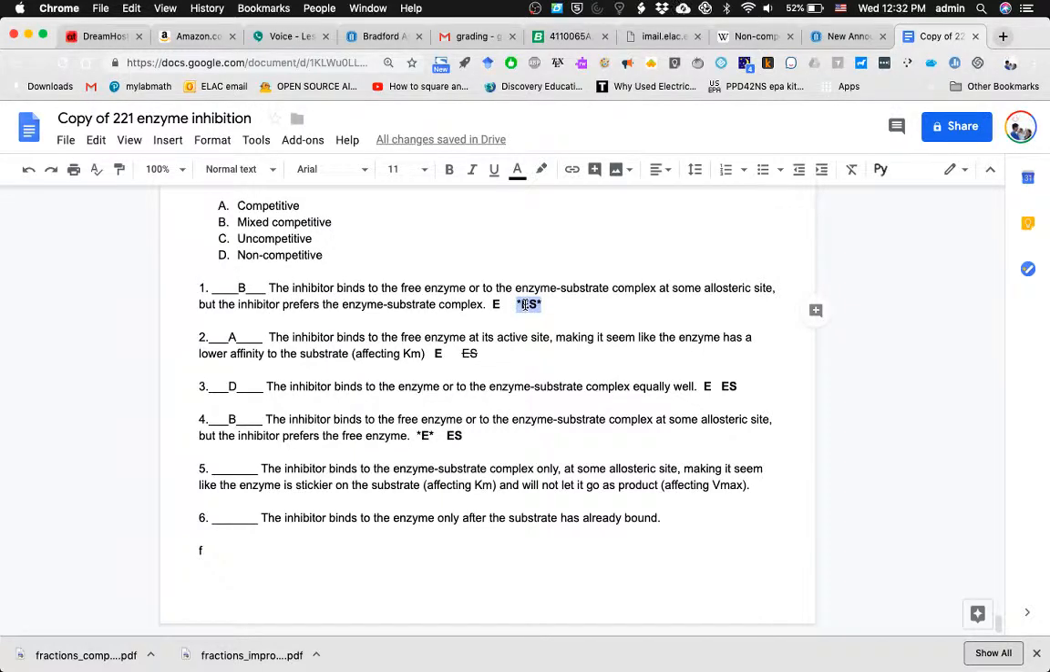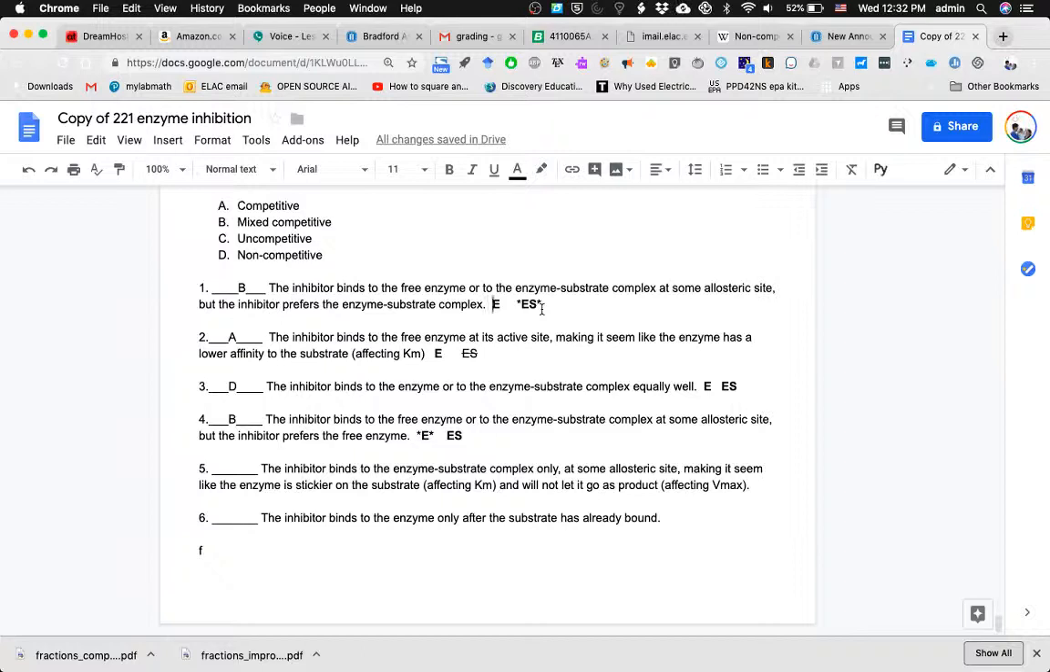So that was example number 5? Example number 2. Wait, no. If it was mixed. Example number 2 is not mixed. Example number 2 only binds to ES, so that was uncompetitive. But if it binds to E and to ES, but it prefers ES, the same thing happens to the Km. The Km decreases, but the Lineweaver-Burk lines look a little different because it also can bind to the E. So this is going to look like example number 5.